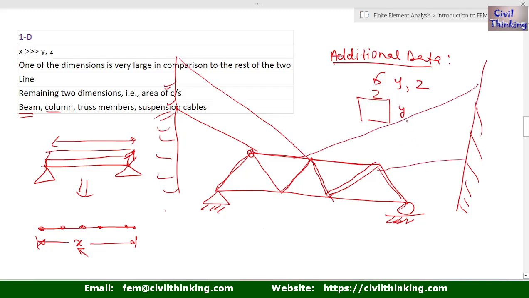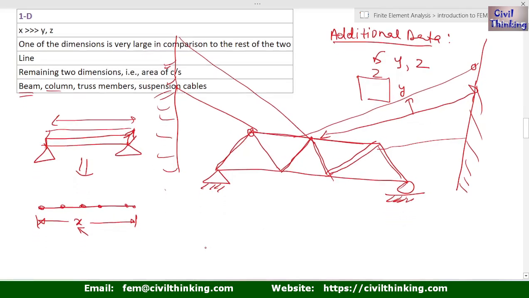Now these suspension cables, you can see the length: one dimension is larger than the cross section. Because one dimension is larger than the other two, so we use what? We use 1D elements. Okay, so let us move on.